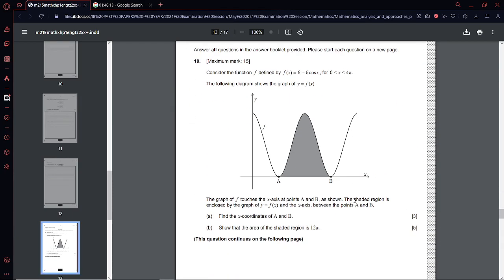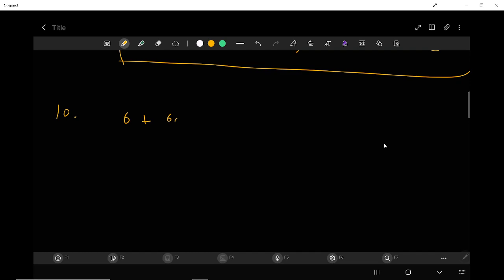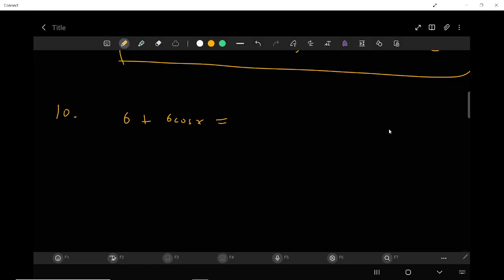Oh, section B already. It's been 12 minutes. Interesting. Consider the function f of x equals 6 plus 6 cos x. Now, this is an S question, so I should be able to do this fine. Let's just see. Find the coordinates of A and B. So, 6 plus 6 cos x, and it says it's between 0 and 4 pi. That should be taken into consideration.